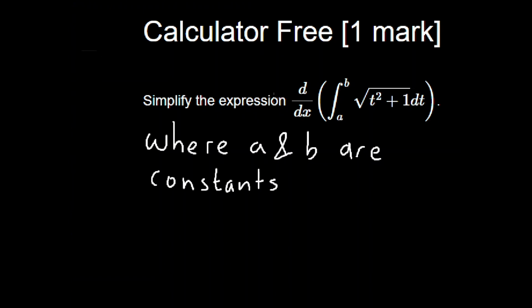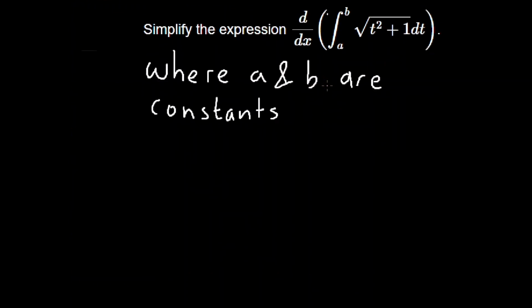It's only worth 1 mark, so you're obviously not going to be doing a whole heap of calculations. The steps should be easy. 1 mark indicates that it should be a very easy step. Okay, I'm going to give you an example, and then hopefully you can figure it out.